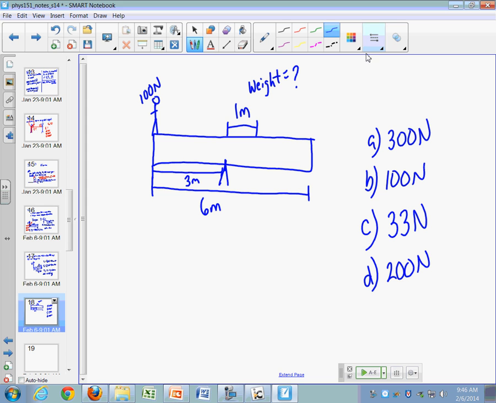Okay? And then you can click in when you get the answer. There are your options, 300, 133, or 200. That is, what is the weight of the person right here that will balance the seesaw? If you have kids, you probably know this, sort of, intuitively. From 1 meter from the center.